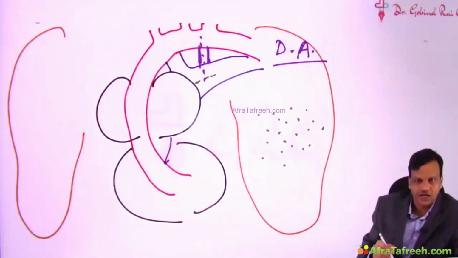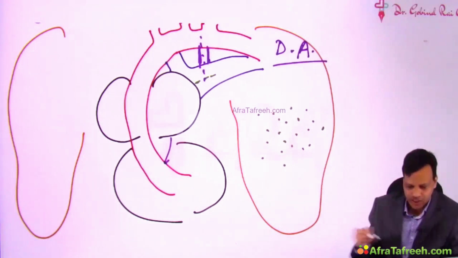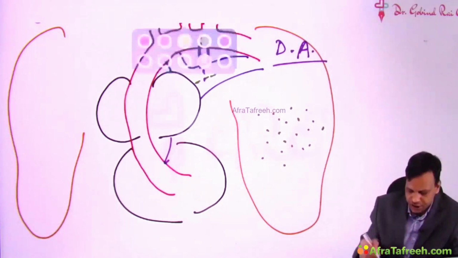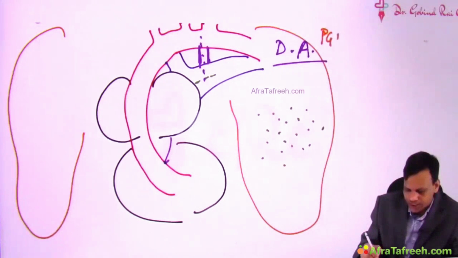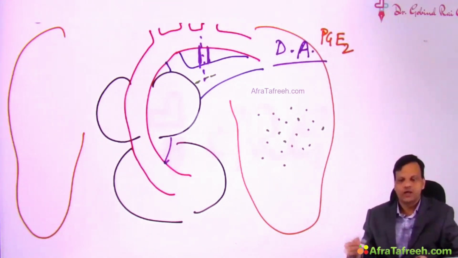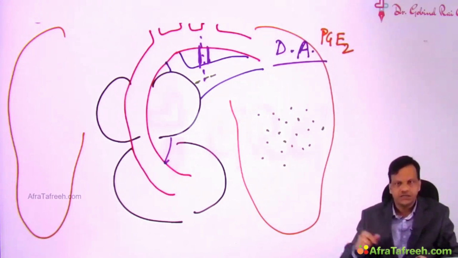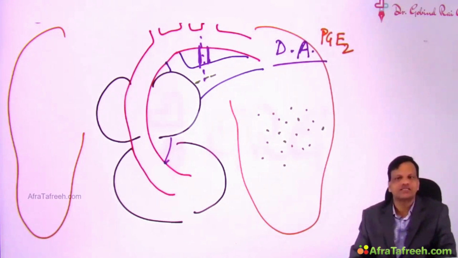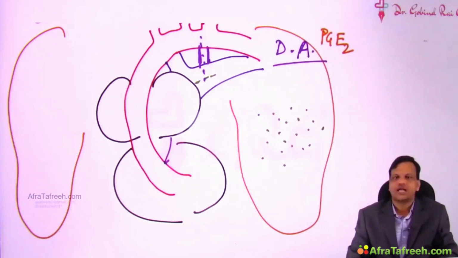And this ductus arteriosus is kept open by prostaglandins, particularly PGE2. Prostaglandins like PGE2 keep the ductus open. Now when delivery occurs, the formation of prostaglandins is not there. So when prostaglandins are not there, the ductus will close.